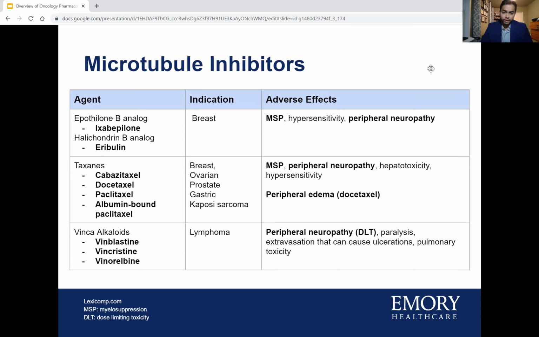And then vinca alkaloids are used very commonly. I only listed lymphoma here, but they're used for leukemias and a lot of different indications. So the very big toxicity, and it's a dose-limiting toxicity, is peripheral neuropathy. So I've had patients who develop paralysis because they had received so much vinca alkaloid for the treatment of their cancer, and they end up in a wheelchair. So we, of course, want to catch patients before they get to that point, but it is a very effective drug for many cancers.